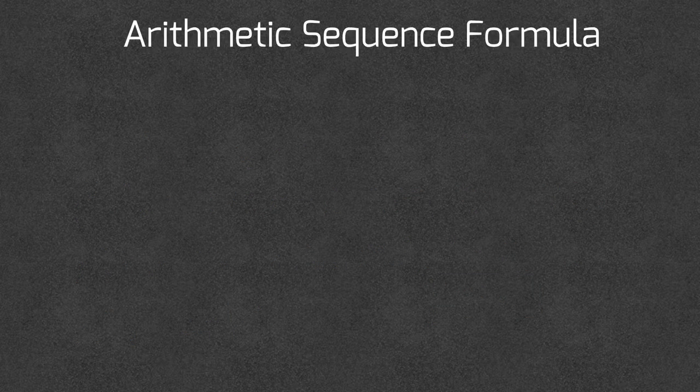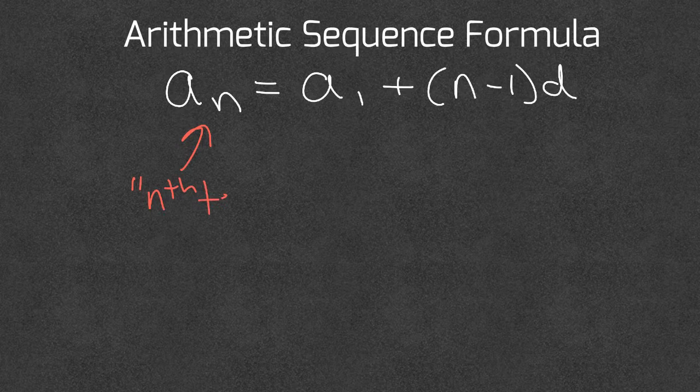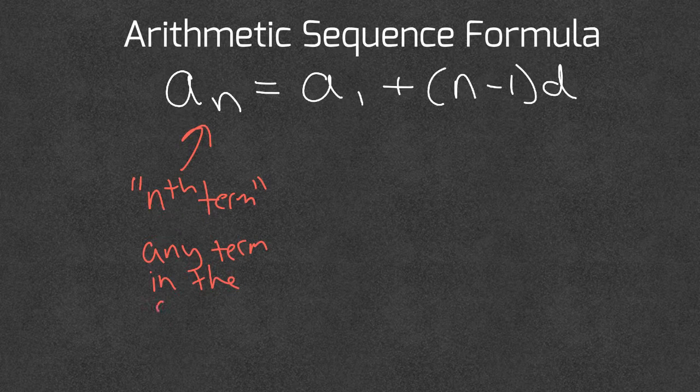Here we'll write down a formula that will help us with arithmetic sequences. It looks like this: a sub n equals a sub 1 plus parenthesis n minus 1 times d. That's the formula. What's important to note here is a sub n means the nth term, which really means any term in the sequence.